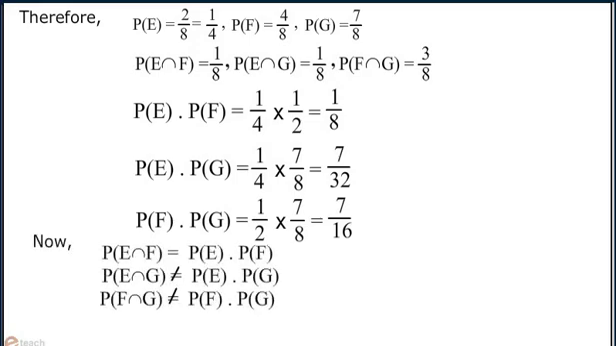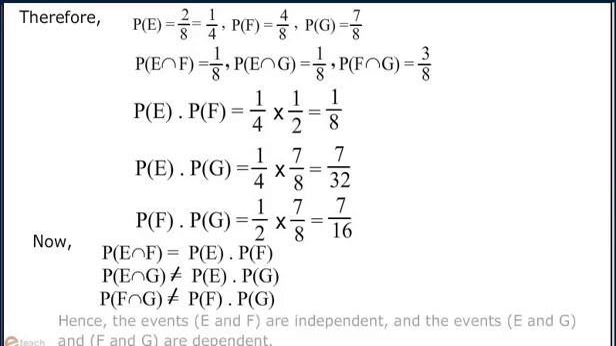Now we can clearly see that probability of E intersection F is equal to probability of E into probability of F, but the other two, that is probability of E intersection G and probability of F intersection G, are not equal to the product of the respective probabilities. Hence, the events E and F are independent while the events E and G and F and G are dependent.